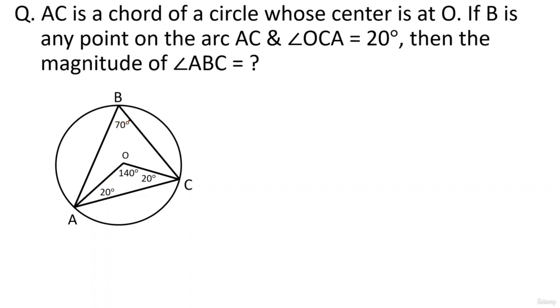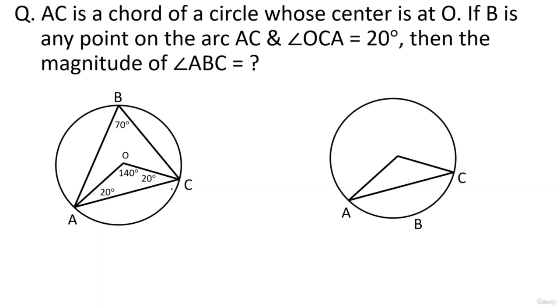Now the majority of people make this mistake and mark the answer as 70. But the problem in this approach, guys, is that I have assumed that B is lying on the major arc here. What if B lies on the minor arc AC? So here another case will be formed where B is lying on the minor arc AC. Now let's see what the value of angle ABC will be.